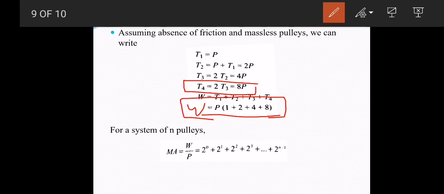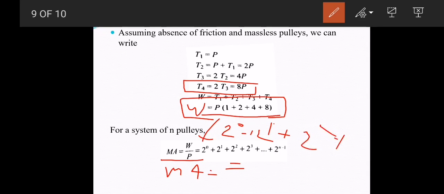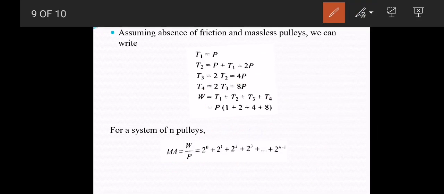But if the number of pulleys changes, we have to generalize it. So we can also write it: mechanical advantage will be W upon P. And what is the value of W when we put it in generalized form? We can write 1 as 2 to the power 0, 2 as 2 to the power 1, 4 as 2 to the power 2, similarly 8 as 2 to the power 3. When we put the values, we get this generalized form.